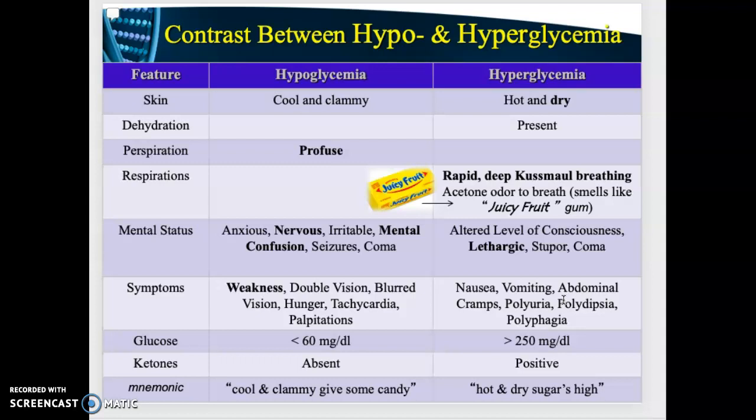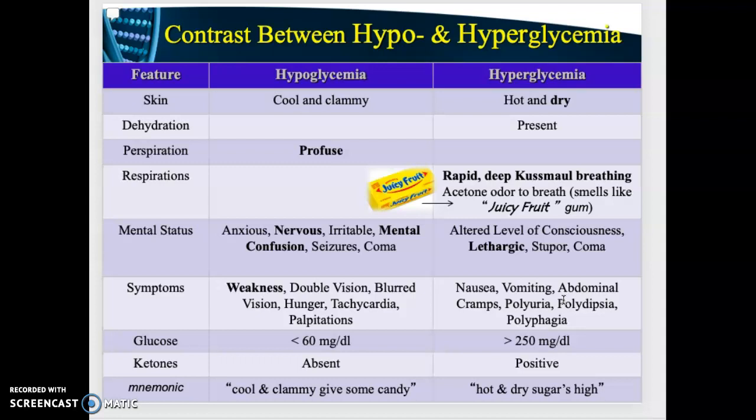Other mental status changes in hyperglycemia will be altered level of consciousness. They may be lethargic, they may be stuporous or comatose. Other symptoms would be nausea, vomiting, abdominal cramps, polyuria, polydipsia, polyphagia. And their blood sugar is going to be greater than 250. And a lot of times what we see in the hospital, it'll be up 300, 400, 500. And this person will be positive for ketones.